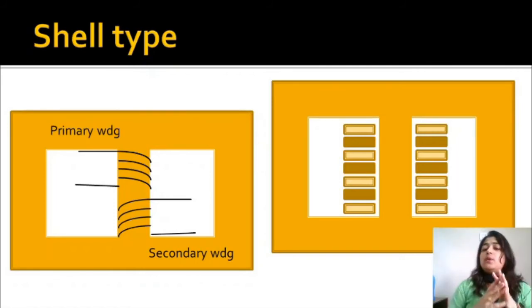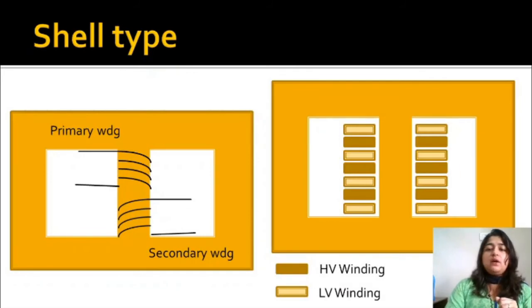The uppermost winding and the lowermost winding will always be low voltage winding, and the high voltage winding will be sandwiched between those low voltage windings. Again, it doesn't matter which is primary and which is secondary. If you connect high voltage to the supply, it becomes primary. If you connect low voltage to the supply, it becomes primary. So it completely depends upon where you connect supply or load. But ultimately, what you need to know is that there is a sandwich type of winding kept in the shell type of transformer.